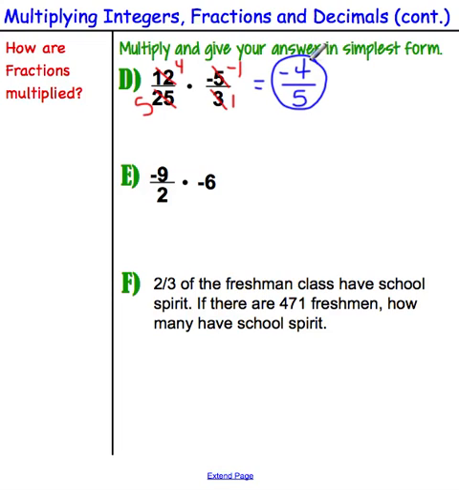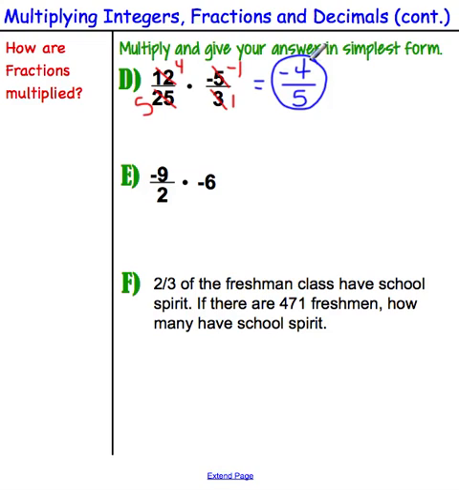If you take 12 times -5 and get -60, and 25 times 3 and get 75, you can then simplify down to get -4/5, but to me, it seems like a lot more work.